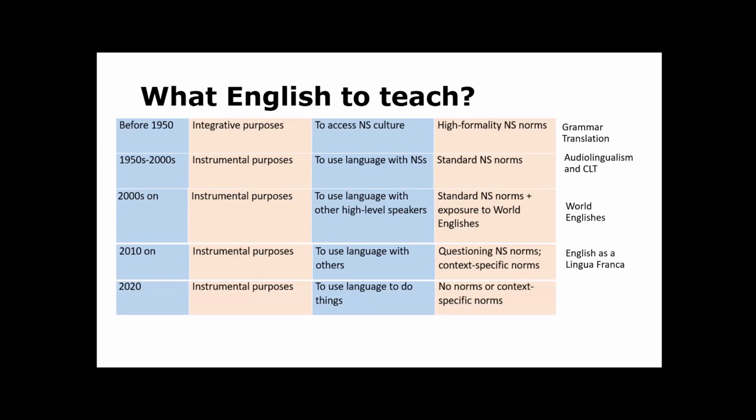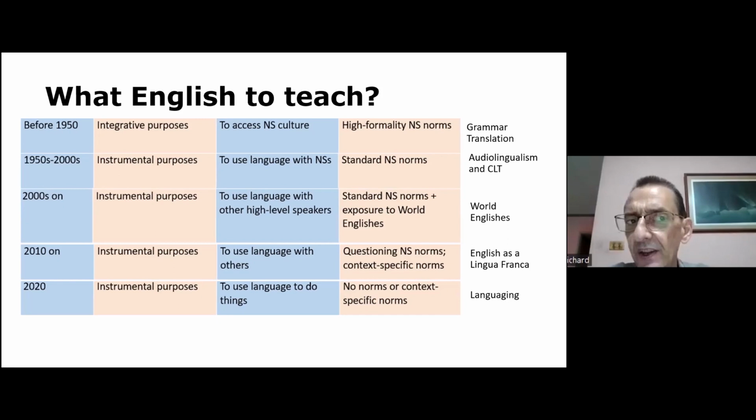But what we're doing today is we're suggesting a new view. We're still being instrumental, but we're not looking so much at who you're using language with as to what you're doing. We're focusing on using language to do things. And here, as with ELF, there may be context-specific norms, but there may also be no norms at all. From languaging, you remember we were not looking at norms as product, we're looking at language as a process. So it may be the case that there are no norms, or it may be the case in some contexts that there are context-specific norms. And I'll give you examples of how these work in a few minutes.